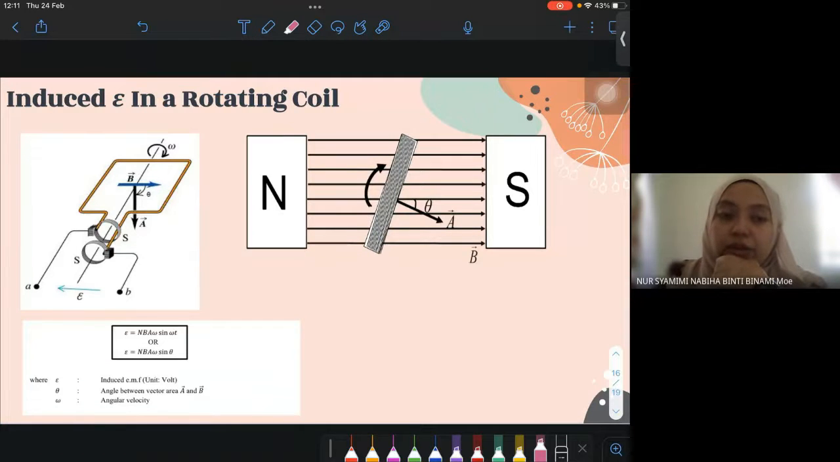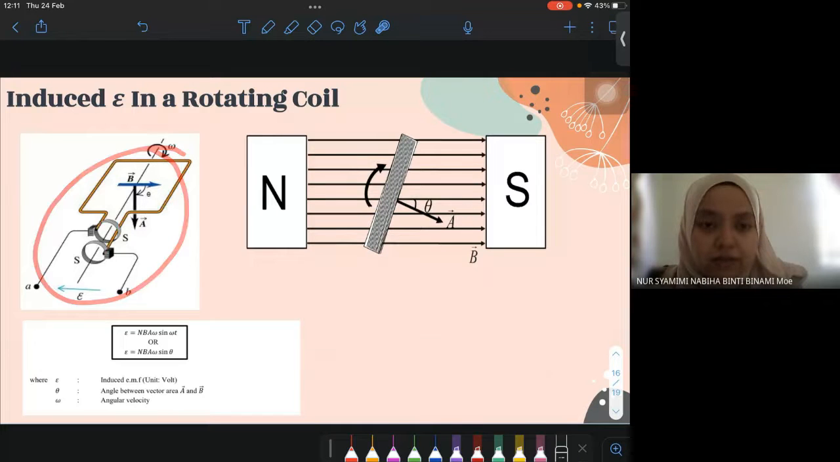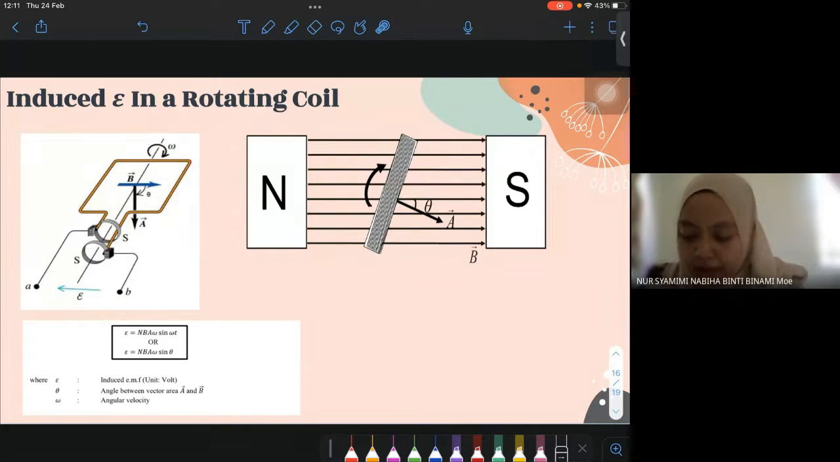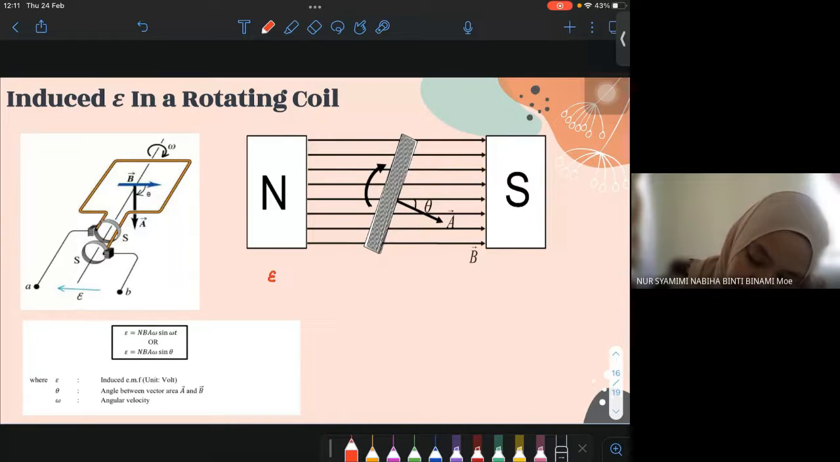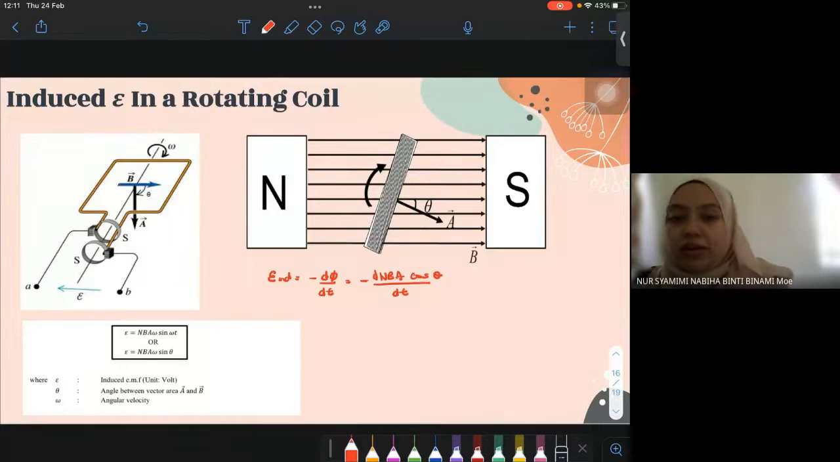Okay. And the last one, induced EMF in a rotating coil. Okay. So dia rotate. Kita ada coil dan rotate. For example, kita punya yang kita belajar hari tu, rotating galvanometer. Okay. So formula induced EMF. E induced equals to negative d flux over dt. So negative d NBA cos theta over dt. So, bila dia rotate, benda apa yang akan berubah?